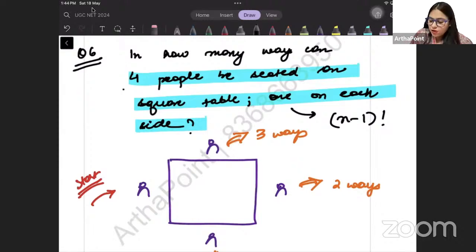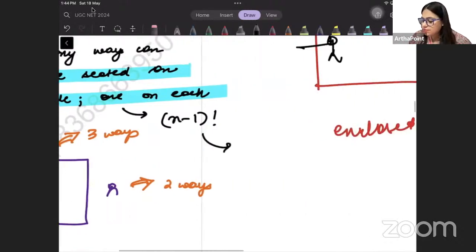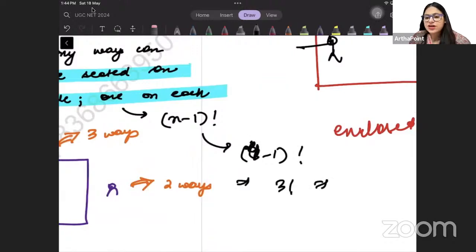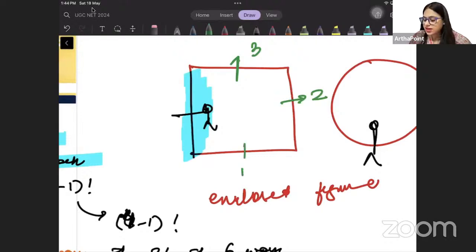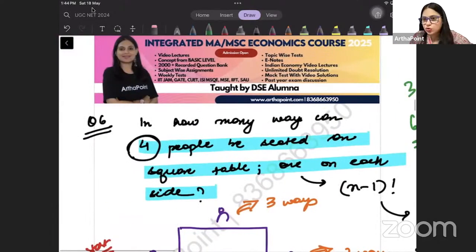So if I have 4 people, I can arrange them in 4 minus 1 factorial ways. That means 3 factorial ways. That means 6 ways. I always need a point of reference to start in enclosed figures. So this becomes my point of reference. I will fix this and then I will say, okay, one individual is gone. Any of the 3 individuals can come here. Any of the 2 individuals can come here and any of the 1 individual can come here. So it will be 3 into 2 into 1. That means 6 ways. And that would be the answer to this question.